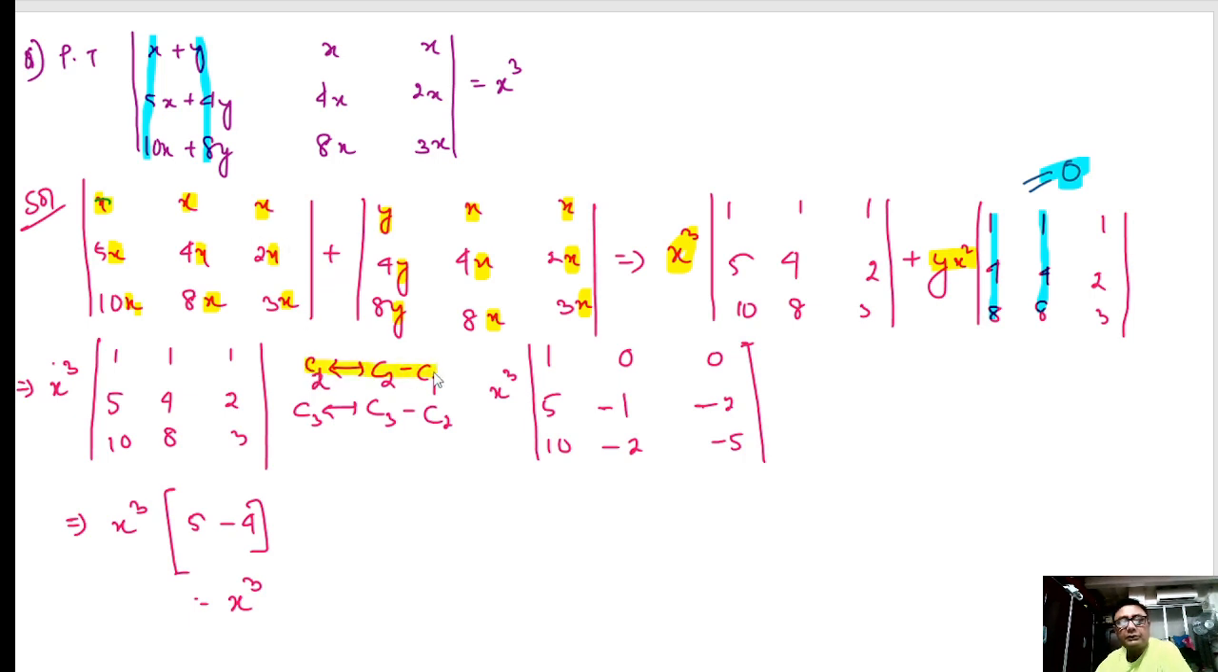So let's do C2 minus C1. How much is it? 0, and put it in the second column. 4 minus 5 is how much? Minus 1, put it in the second column. 8 minus 10 is how much? Minus 2, put it in the second column. So this was the first operation we did.